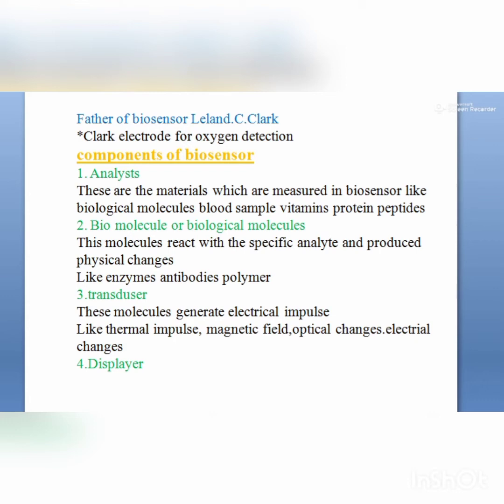Components of biosensor. First, analyte. What is an analyte? These are the materials which are measured in a biosensor, like biological molecules, blood samples, vitamins, proteins, peptides. So, an analyte is a substance which we need to measure, right? It may be biological molecules like glucose, fructose, or maybe blood samples, vitamins, proteins, hormones, any other substance.